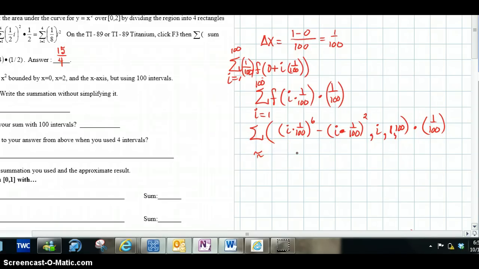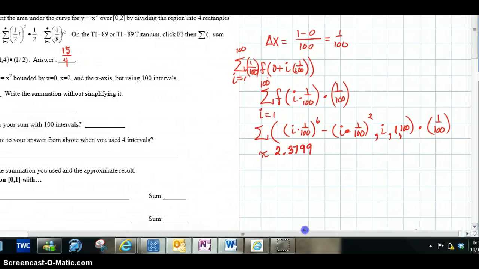By using 100 rectangles, we're going to get a better approximation of the area beneath the curve, which would be 2.3799, a more accurate representation of it.